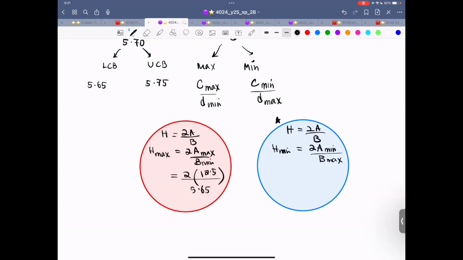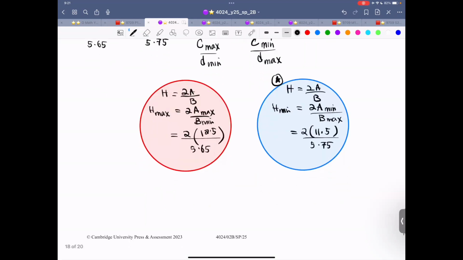Over here in the exam, they have only asked for this. So that is 2 times 11.5, which is 23, divided by 5.75. So let's use a calculator. The minimum value is coming out to be 4.